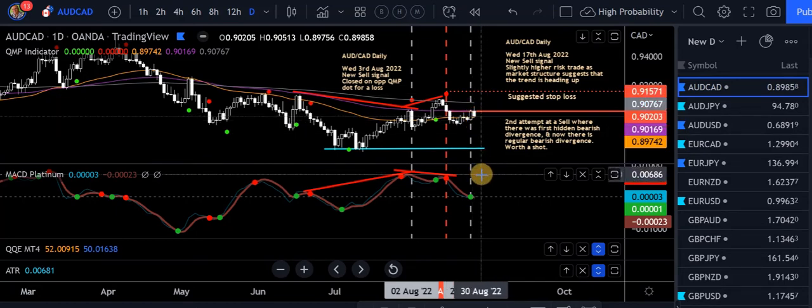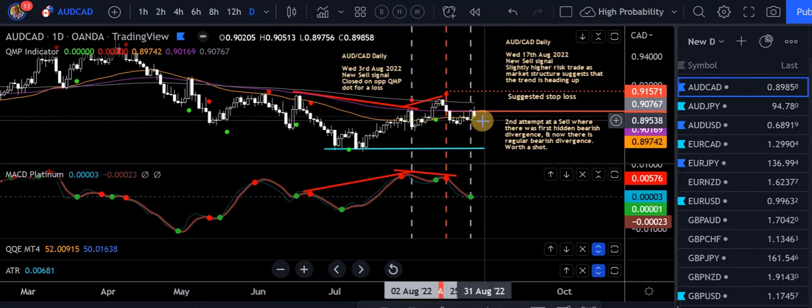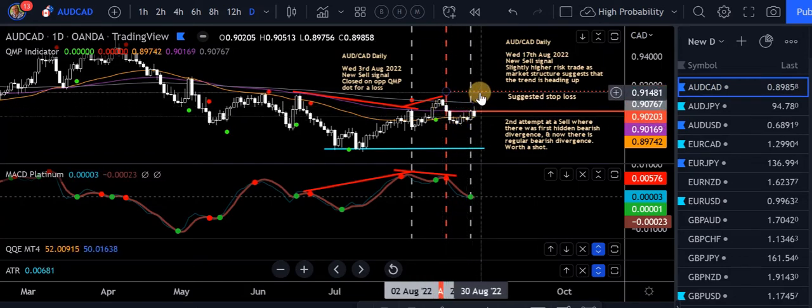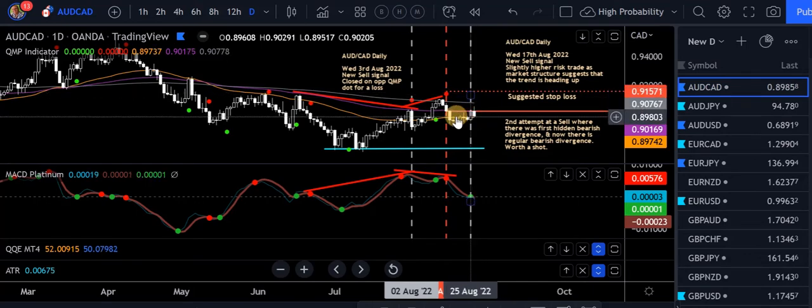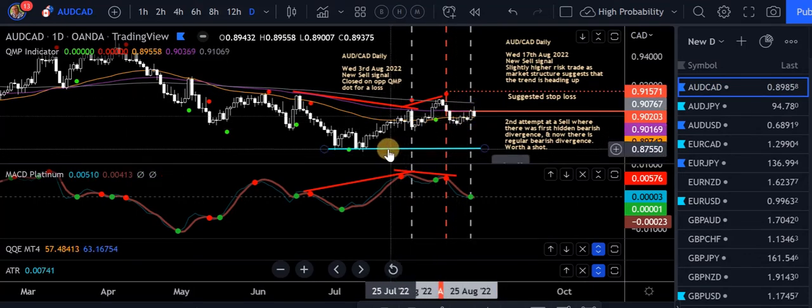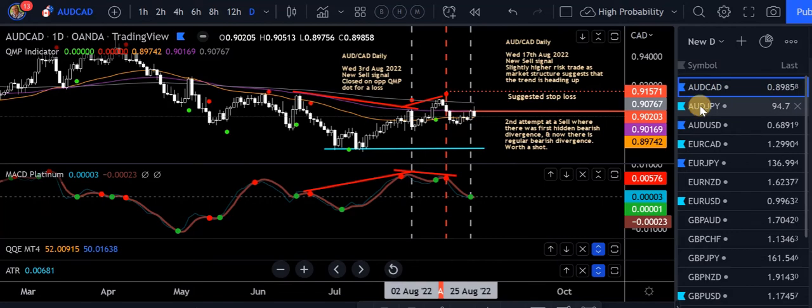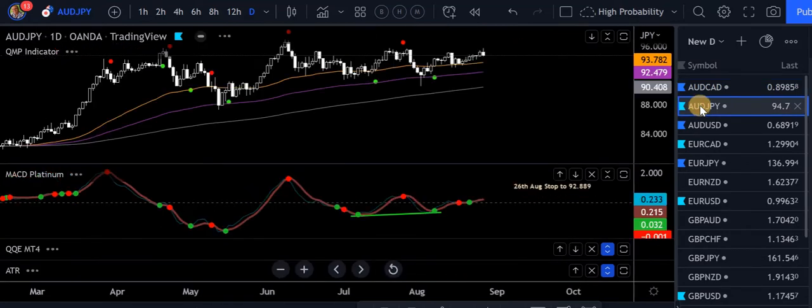I'll give it a couple of days, see how we go here, because the MACD Platinum's just about through the zero level, but it looks like it wants to turn up. So it's going nowhere. So we're in profit, small profit. Stop loss is this red dotted line. So it's just an ugly trade. It's just not nice at all. But we're in profit.